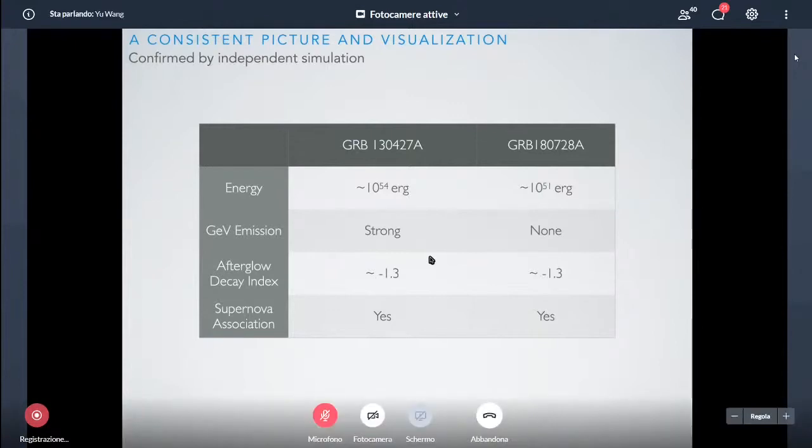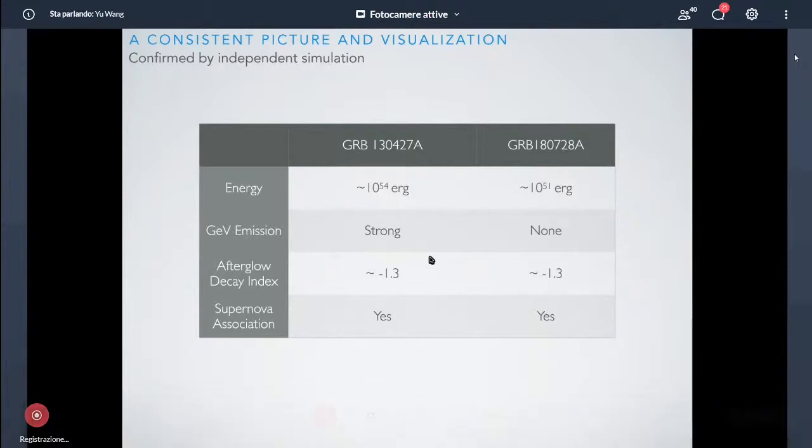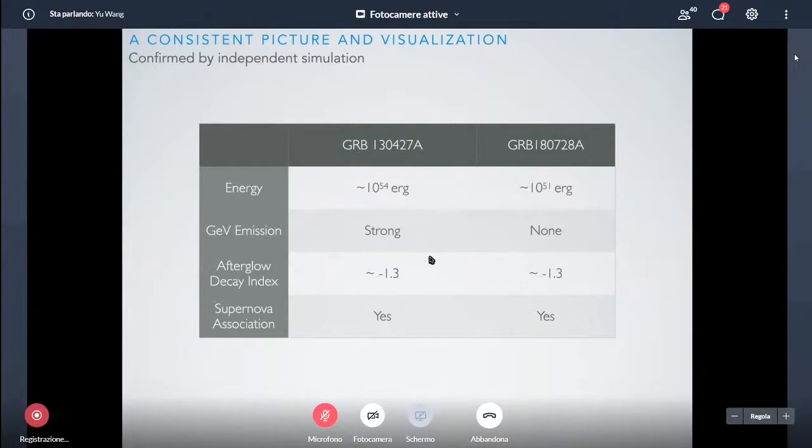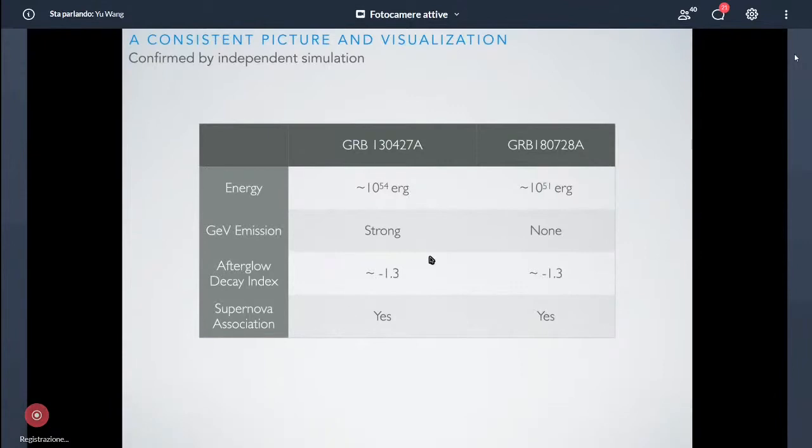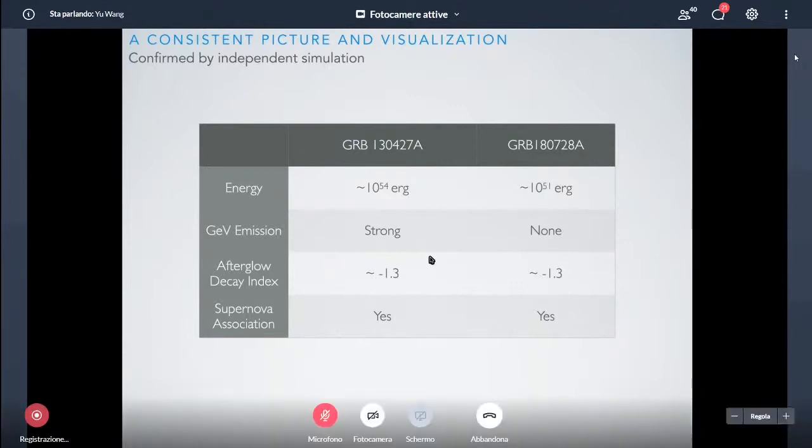From an observational point of view, these two GRBs are both long GRBs. They are very different in energetics. GRB 130427A is one of the most energetic GRBs, with isotropic energy more than 10^54 erg, while the other is only 10^51, 1,000 times less. GRB 130427A has the most significant high energy photons, the longest duration of GeV emission, and the highest energy photon ever observed in a GRB. In contrast, GRB 180728A has no GeV emission detected.